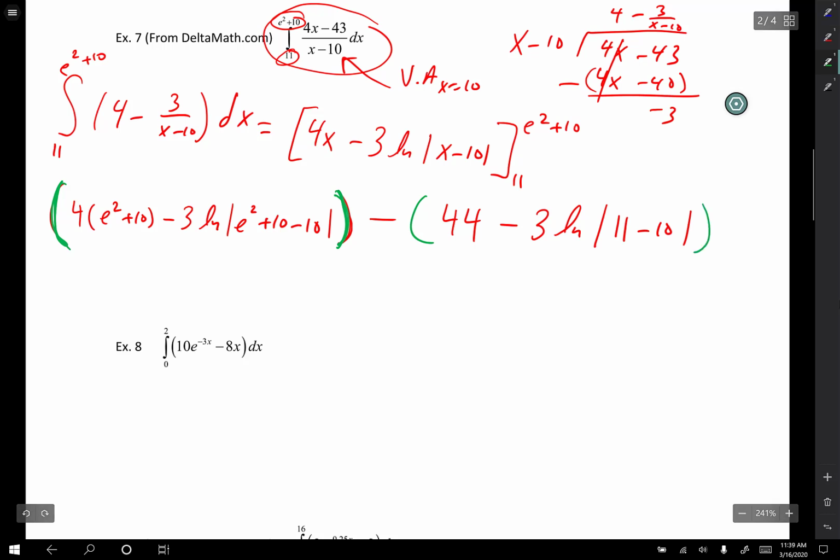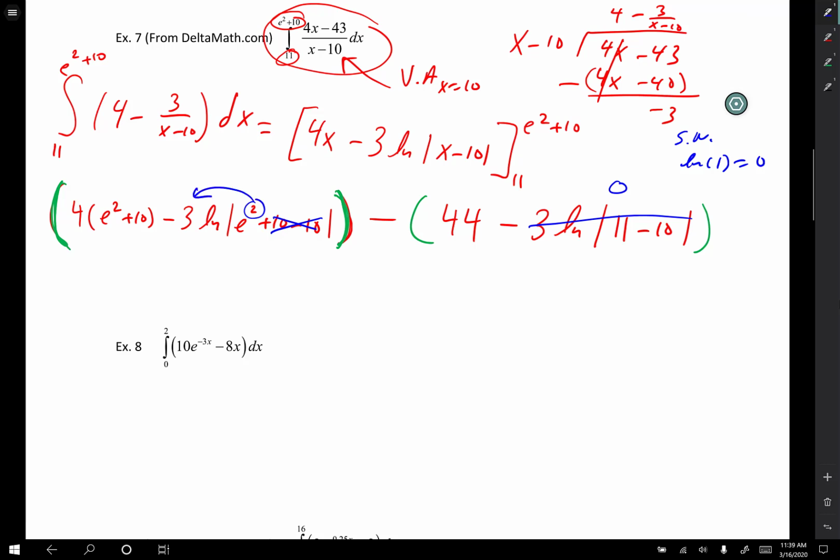Side note, ln of 1 is equal to 0. You guys already know that. Right here, 11 minus 10, that is 1. So that goes away because all that is 0. And so now the 10s here cancel out. So it looks like I have 3 ln of e squared, and I can move that to the front.